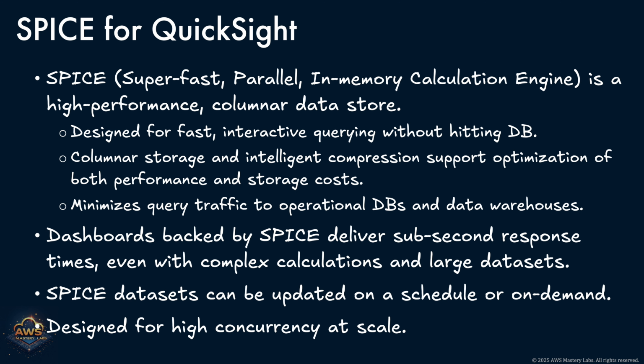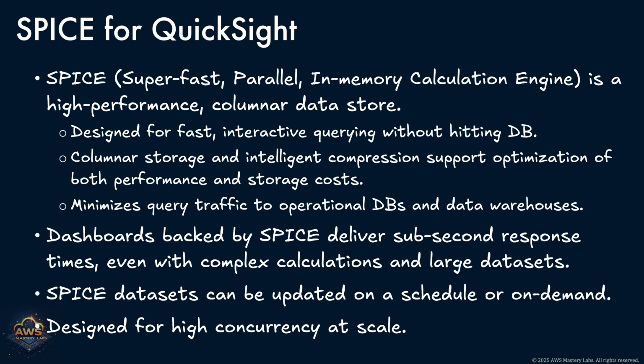Behind the scenes, Spice uses columnar storage and intelligent compression to store more data in less space. This means you can ingest millions of rows without a proportional increase in memory usage, making it highly efficient both in terms of storage and compute.